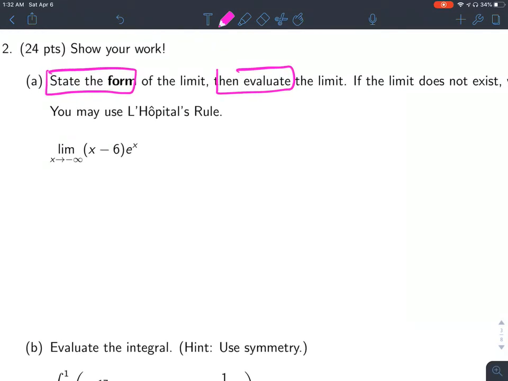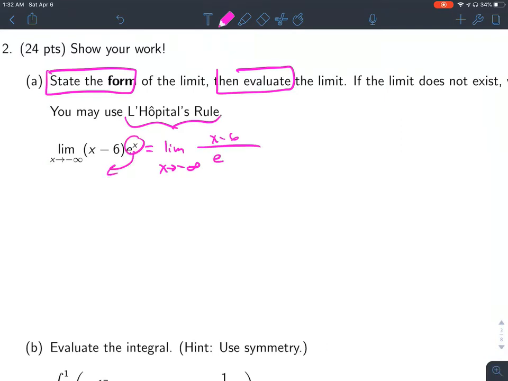So let's first see if this limit is indeterminate. Indeterminate means that both the top and the bottom are equal to 0, or both the top and the bottom are equal to infinity or negative infinity, or some combination of that. L'Hopital's rule can be used if it's an indeterminate form. So I'm just going to rewrite this from the beginning as a fraction, because L'Hopital's rule can only be used if it's a fraction.